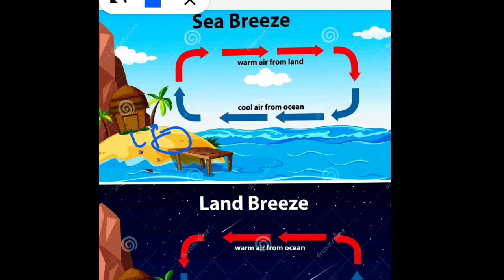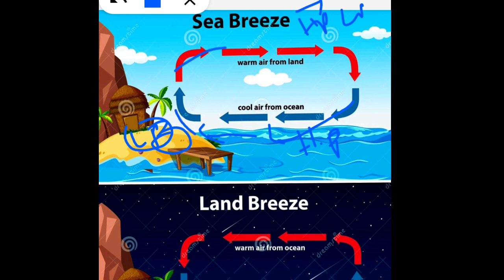This will experience low pressure, whereas on the other side the sea is still cold compared to the land, so this place will experience high pressure. We have already studied that wind blows from high pressure to low pressure, right? Therefore the air will start blowing from the sea towards the land because it is a low pressure area, right?